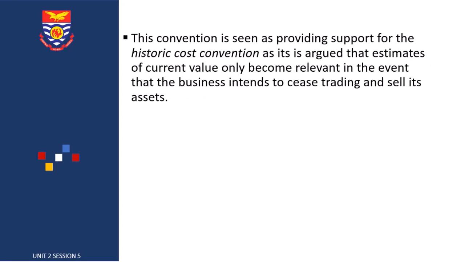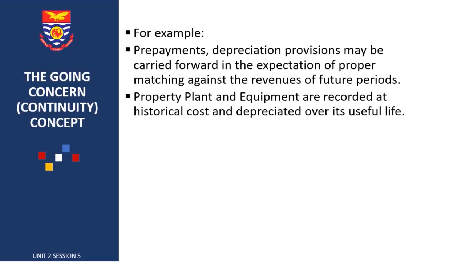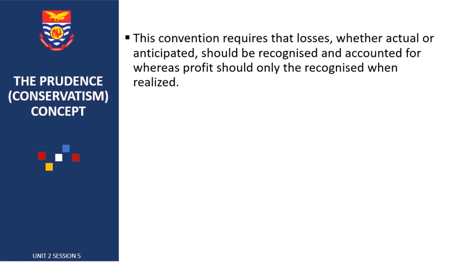This convention is seen as providing support for the historical cost convention, as it is argued that estimates of current value only become relevant in the event that the business intends to cease trading and sell its assets. Examples of the usage of the going concern or continuity concept: prepayments and depreciation provisions may be carried forward in the expectation of proper matching against the revenues of future periods. Property, plant, and equipment are recorded at historical cost and depreciated over their useful life.